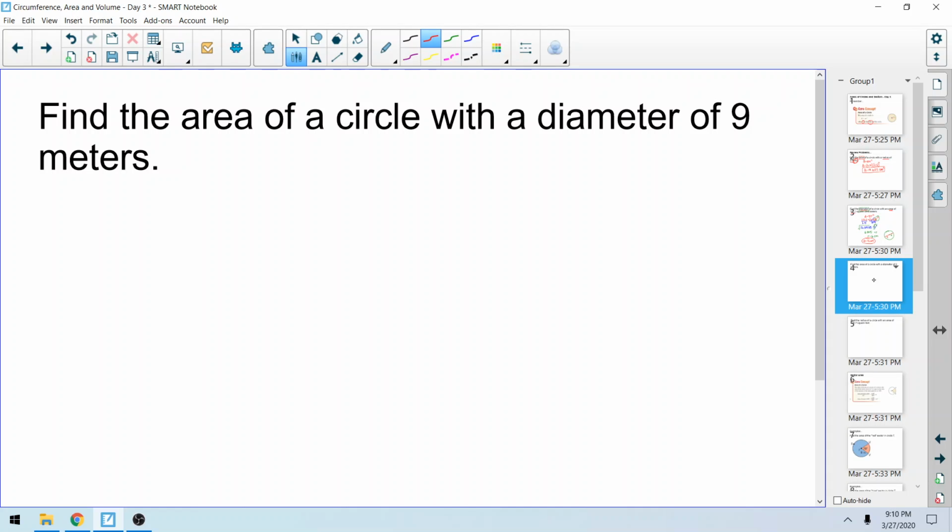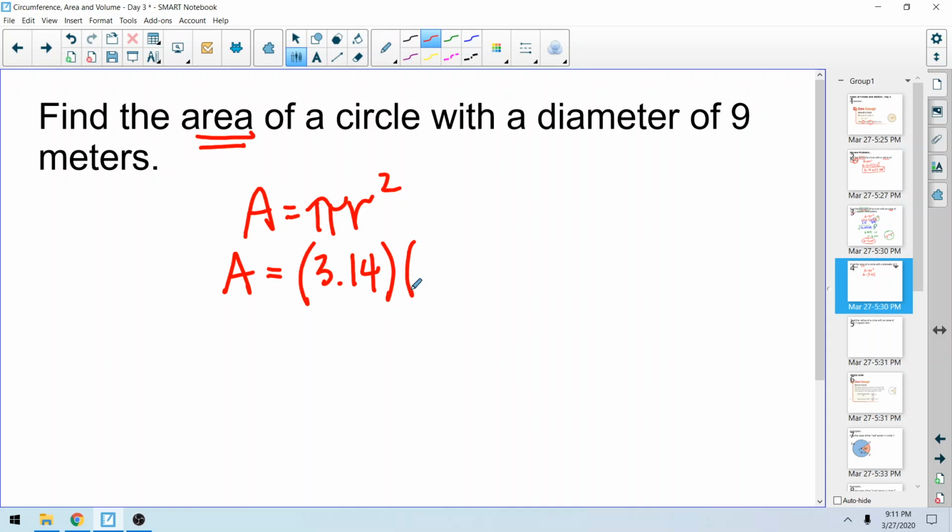Next one, find the area of a circle with a diameter of 9 meters. Okay, so find the area. There's that key word. So area equals pi r squared. They said find the area, so I don't know what it is. Pi, I know what that is. R, well, they didn't give me R. They gave me a diameter.